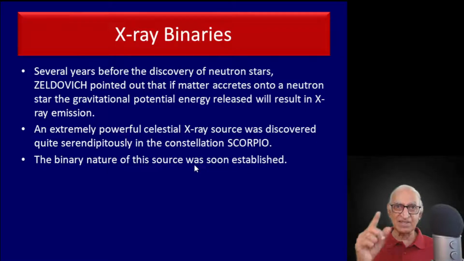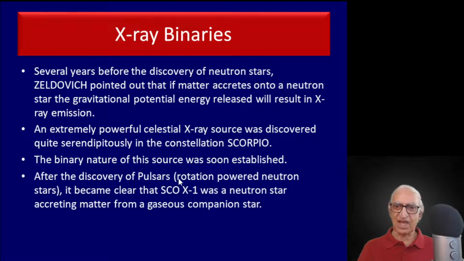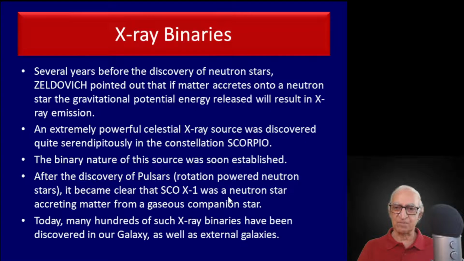Within a year, the binary nature of this X-ray source was established. And after the discovery of pulsars by Jocelyn Bell in 1967-68, it became clear that Sco X-1 was a neutron star accreting matter from the companion star. Exactly as Zeldovich had predicted long before the discovery of Sco X-1. Today, many hundreds of such X-ray binaries have been discovered in our galaxy and in external galaxies by the Chandra X-ray Observatory.